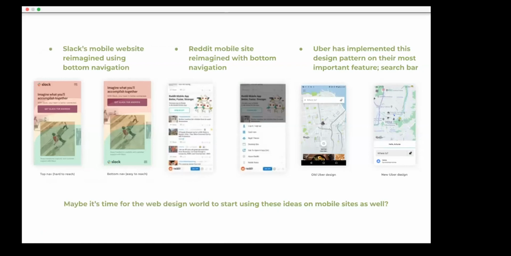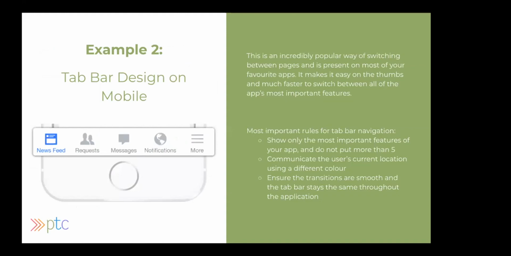Here you can see what applications like Slack and Reddit would look like if they were to follow this idea. The Uber app actually implemented this idea for their search bar, which is the most important part of their application. Here is another example of navigation design, the tab bar for mobile applications. This is a very popular design for many applications, especially for social media.